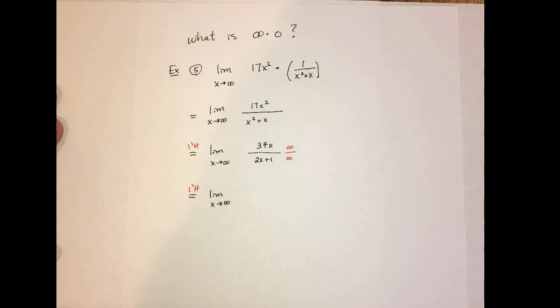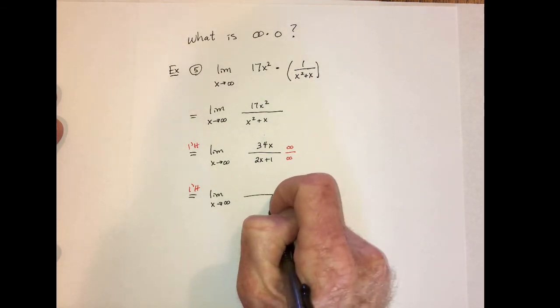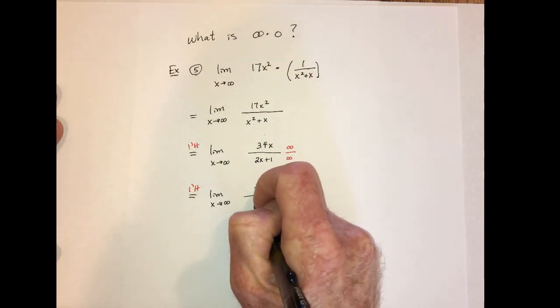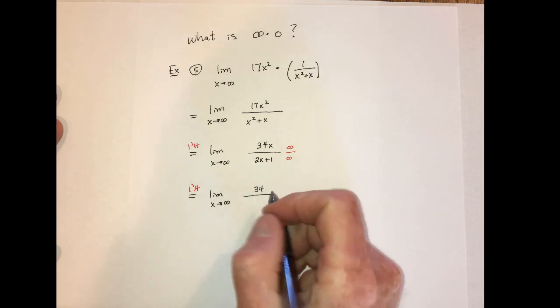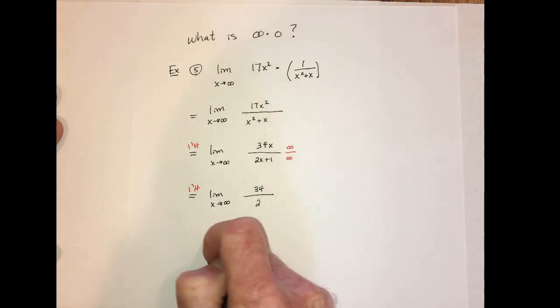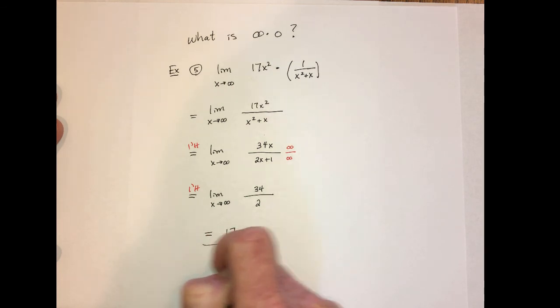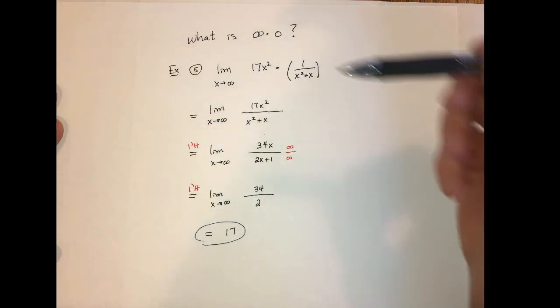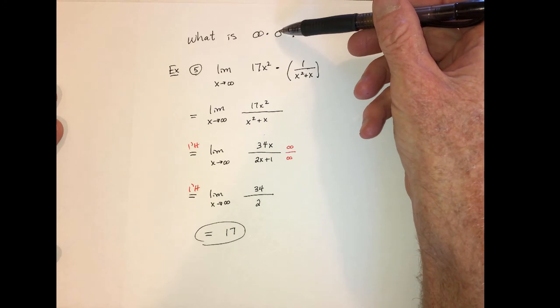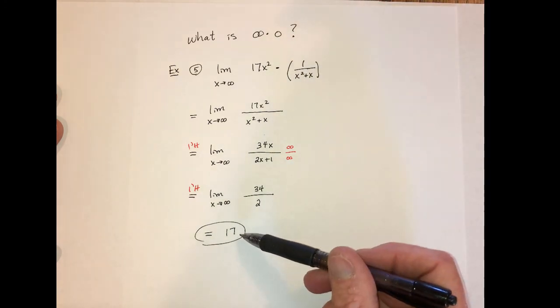The derivative on the top is going to be a 34. The derivative on the bottom is going to be a 2. And believe it or not, 34 divided by 2 equals 17. So even though the problem started off with a 0 times infinity, turns out the answer is 17.